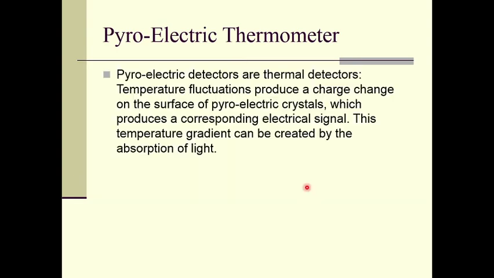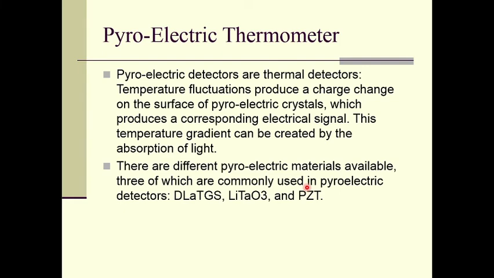Pyroelectric detectors are thermal detectors. Temperature fluctuations produce a charge change on the surface of pyroelectric crystals, which produces a corresponding electrical signal. This temperature gradient can be created by the absorption of light. So when light is incident on this pyroelectric material, it will produce a change in the charge inside that material, and that will produce an electrical signal. That electrical signal will be converted into a temperature scale, and that will be displayed on the screen.